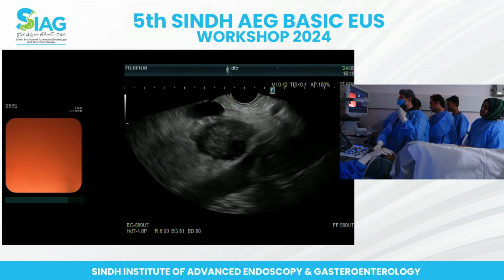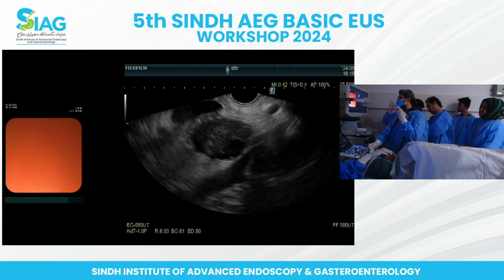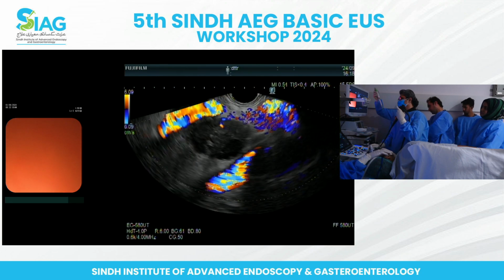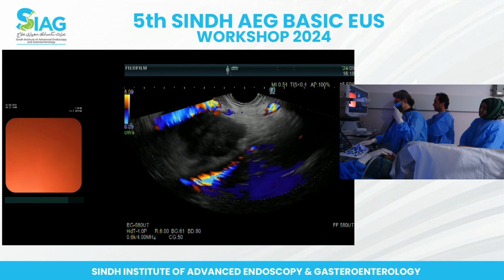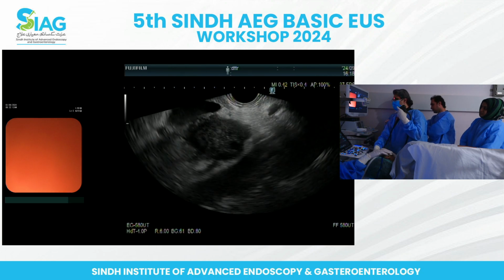So this is the window that we're getting from the GOJ. So we should be able to take a sample from there. So that's the GOJ that you can take the sample from.